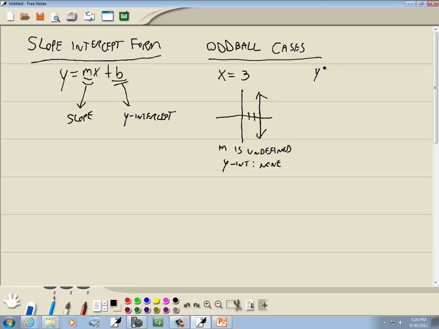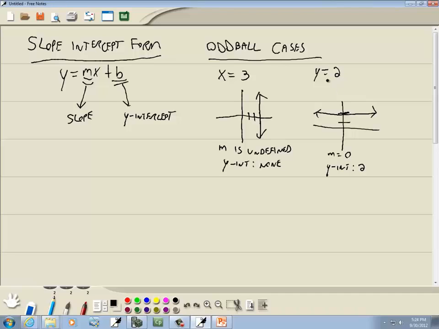Then our other one is technically one we could actually use in this, but let's say we have, well, let me choose a different number. Not that it matters. Y is equal to 2. That's going to be a horizontal line at 2. Now m is equal to 0. And on this one, our y-intercept is actually 2. Now that one would fit this form. You'd have 0 for m, 0x plus b.